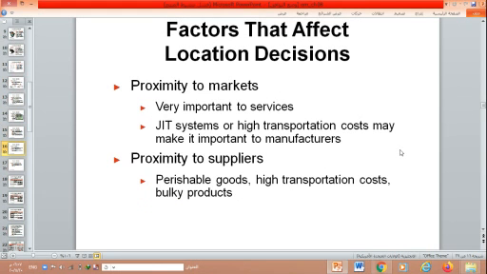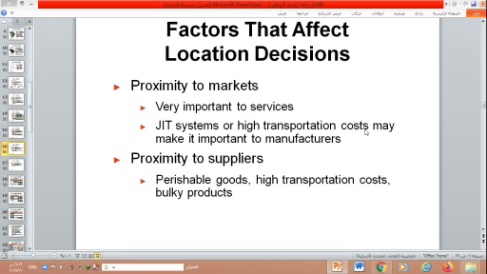Another factor that should be taken into consideration, or that affects the location decision, is proximity to market. Locating near customers is extremely important, especially in service organizations. With just-in-time systems of production, the suppliers want to locate near the users. So just-in-time systems or high transportation costs may make it important to manufacturers.